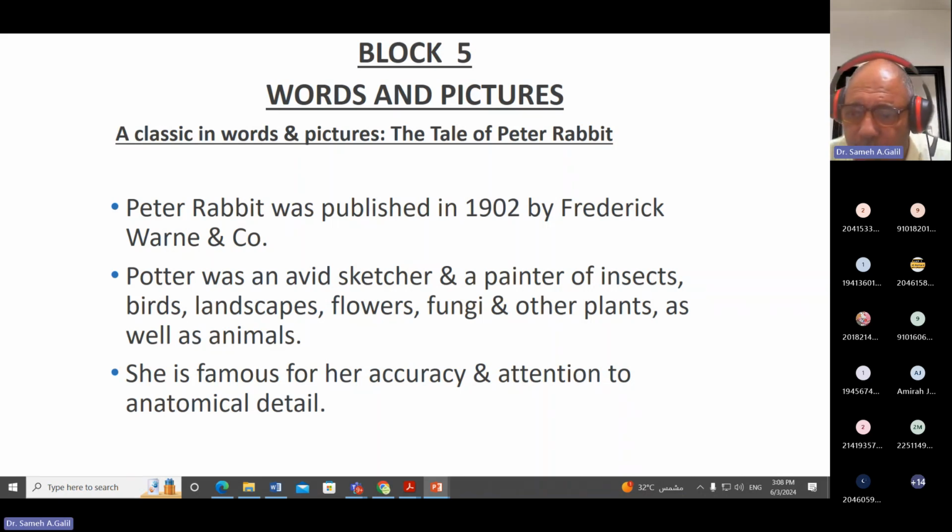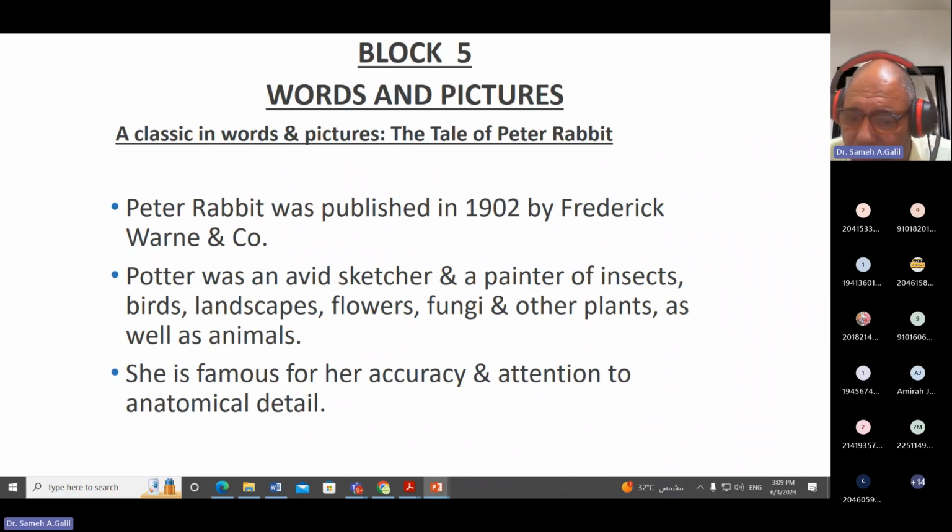How much do we know about the author herself? Obviously, when I talk about a picture book, I'm not only talking about an author. I'm talking about an author and an illustrator. The author is the one who writes the words, who writes the story, and the illustrator is the one who draws, who gives us the drawings and the pictures. Sometimes they are one, like in the case of Beatrice Potter. She is both author and illustrator.